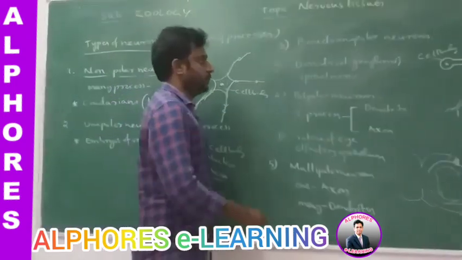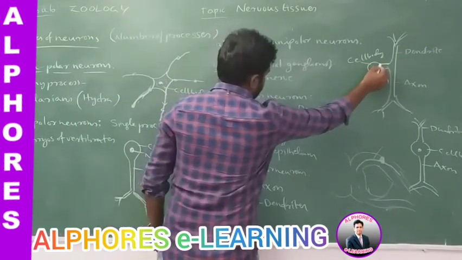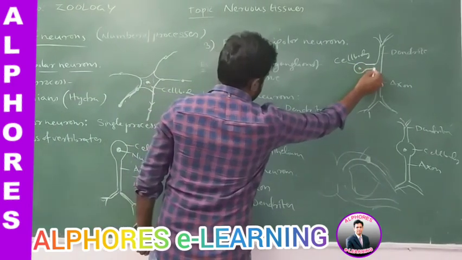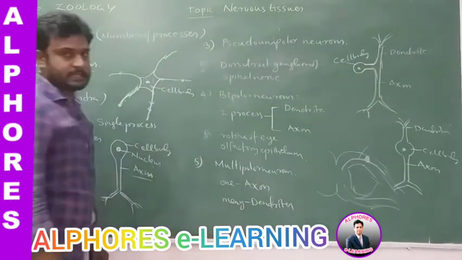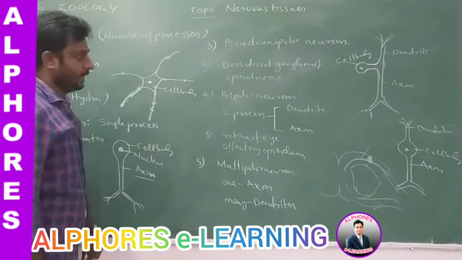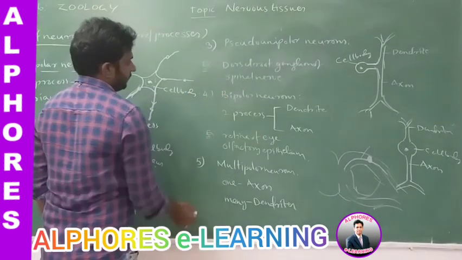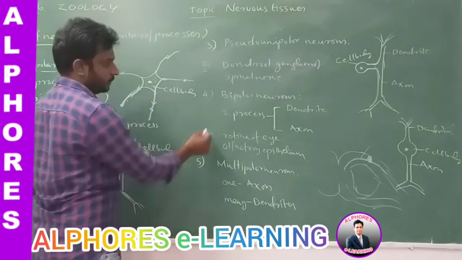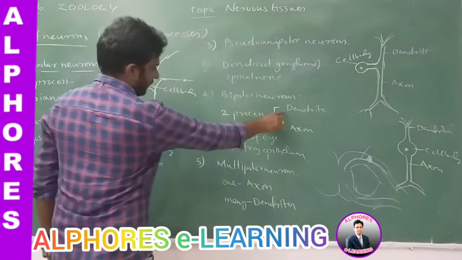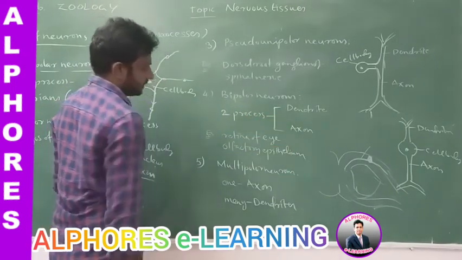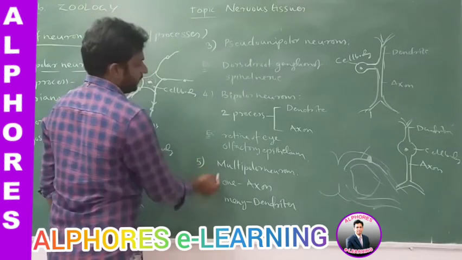Pseudo-unipolar neurons. Actually only one process arises from the cell body, and this single process splits into 2 branches. One acts as dendrite, the second one acts as axon. Location: dorsal root ganglion of spinal nerve. Bipolar neurons have 2 processes. One is the dendrite, the second one is the axon. Locations: retina of eye, olfactory epithelium.